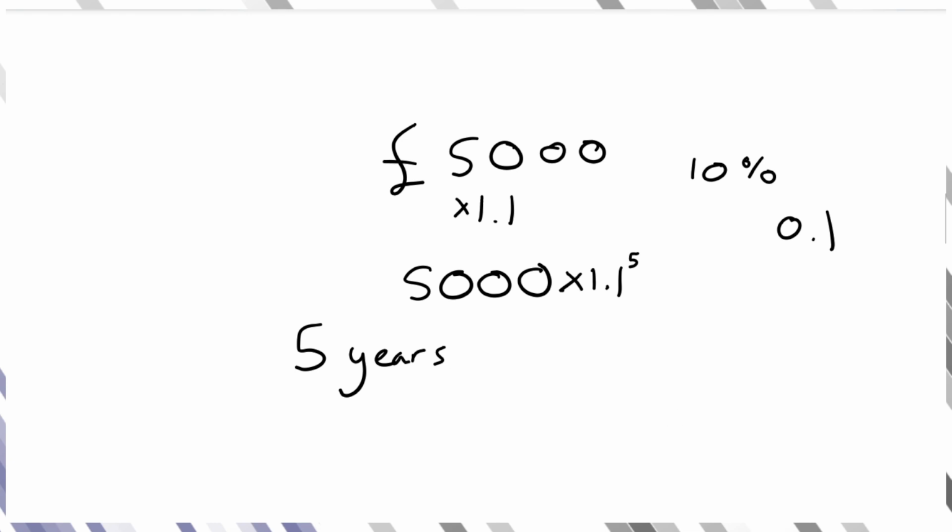So if we type that in, we've got 5,000 times 1.1 to the power of 5, because it's 5 years. So the power is the number of years, and that gives us 8,052.55. So that's how much would be in the account after 5 years of 10% compound interest if we start with £5,000.